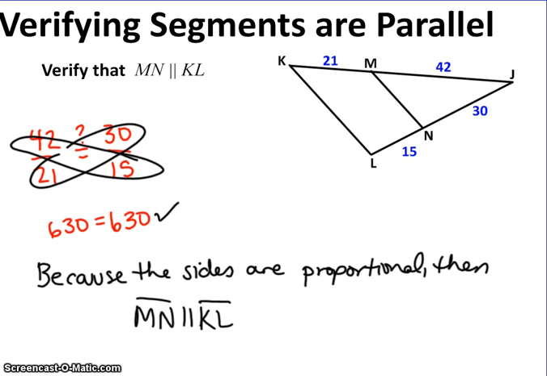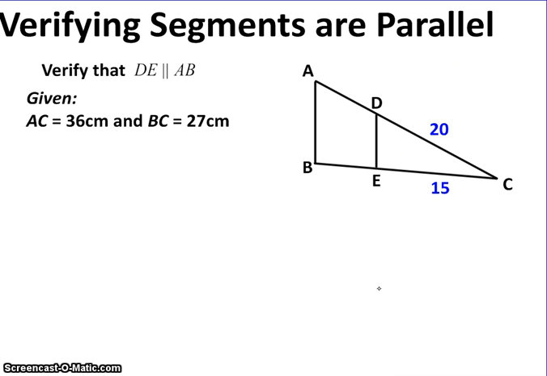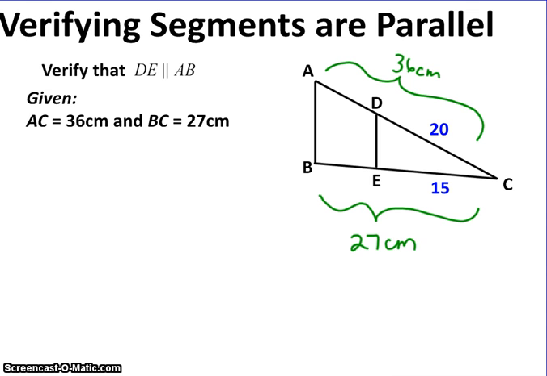Now in this problem, we have a little bit of a problem. Notice that I don't know what AD and BE are. However, I do know that AC is 36 centimeters, and I also know that BC is 27 centimeters. So all I need to do to find BE is subtract. What is 27 minus 15? That will be BE. So BE here is 12. Now 36 minus 20 gives me the 16 I need here.